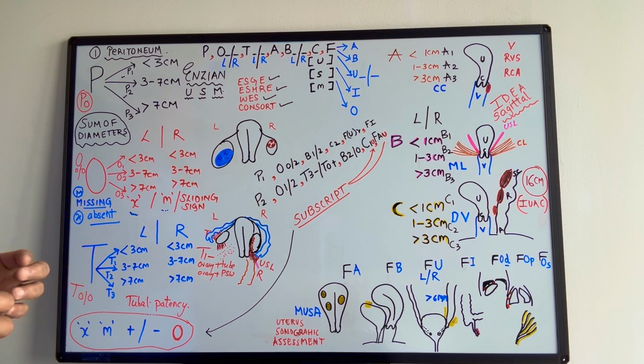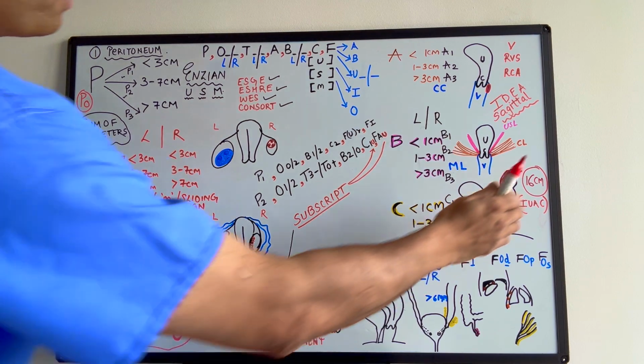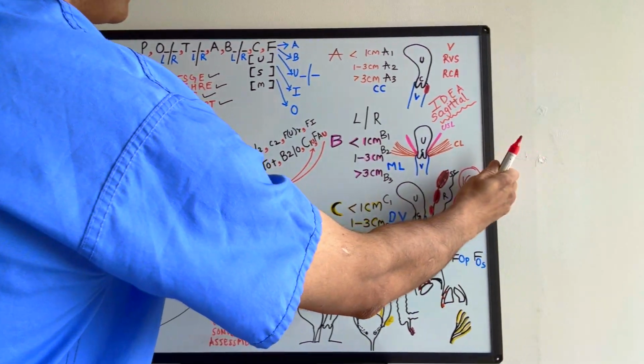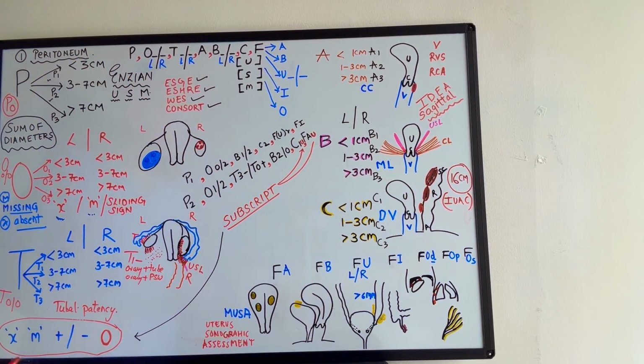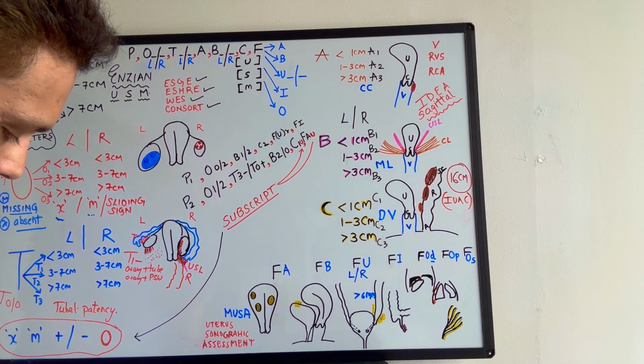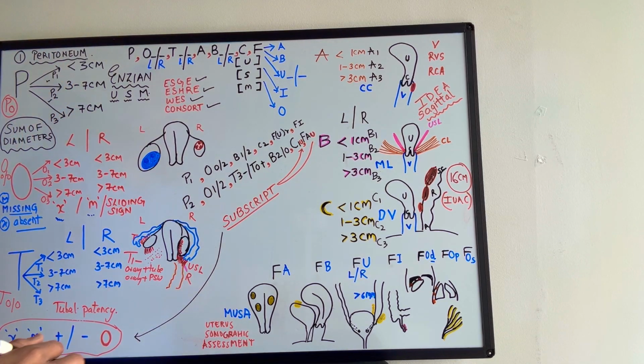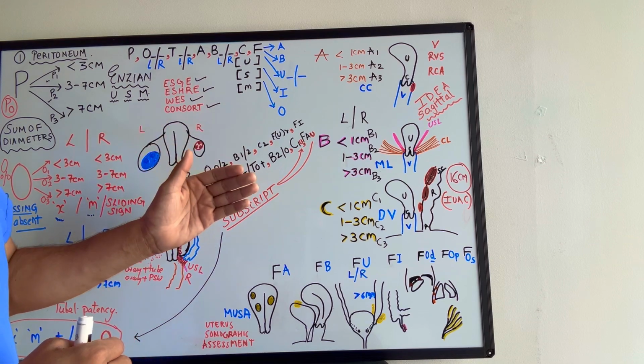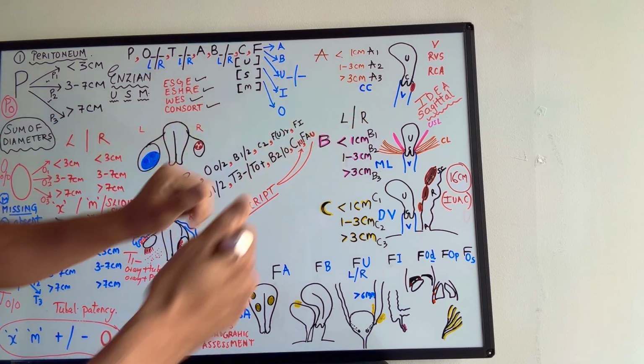Now A, B, and C tell us the area where the deep endometriosis can be located. This was the one which wasn't very much included in the American Society of Reproductive Medicine classification. So if we take into consideration A, B, and C, A stands for a compartment which is craniocaudal.